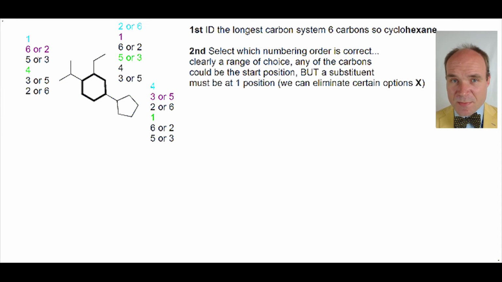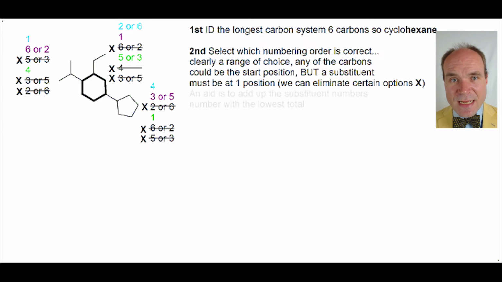Now we can shorten this process because in a ring, one of the attached carbons that has a functional group must be carbon number 1. So if you're looking at a carbon on the ring without anything attached to it, that carbon is not carbon number 1. So we can eliminate a couple of possibilities here. So we have 3 substituents. Each one of them could be carbon number 1.